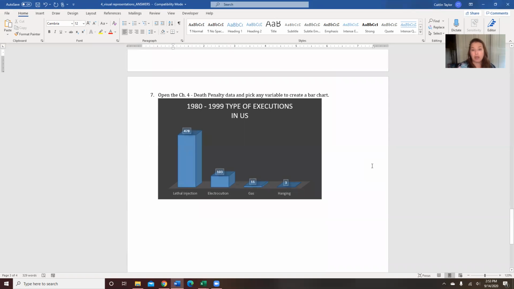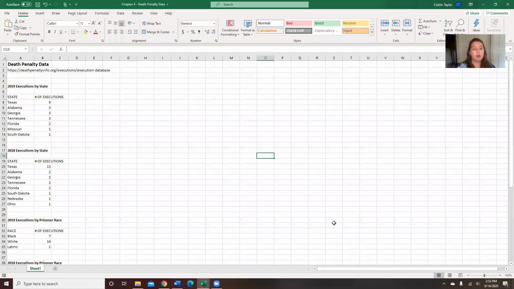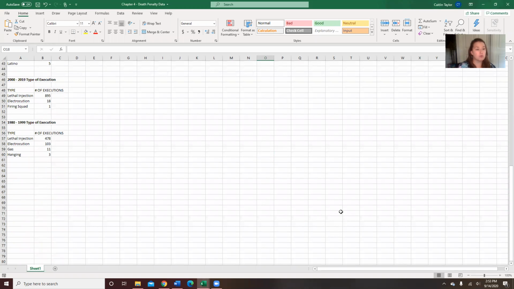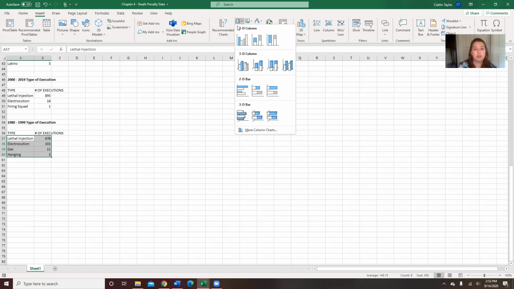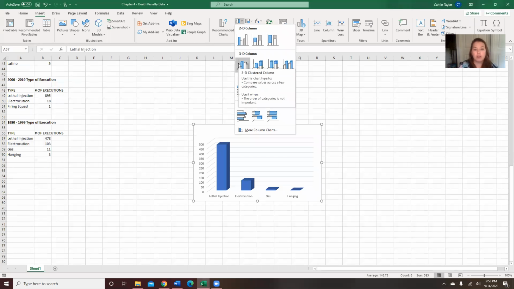Then the last question is asking you to create a bar chart using the death penalty data. So I chose to, again, use the last one on type of executions, but from 1980 to 1999. Again, you need to select the data that you want. So start with the top left, hold down the shift key, press the over button, and then down until all data are selected. Release the shift key, then click insert, and this one in the top left here is your column or bar chart. So I chose for this one the 3D column.